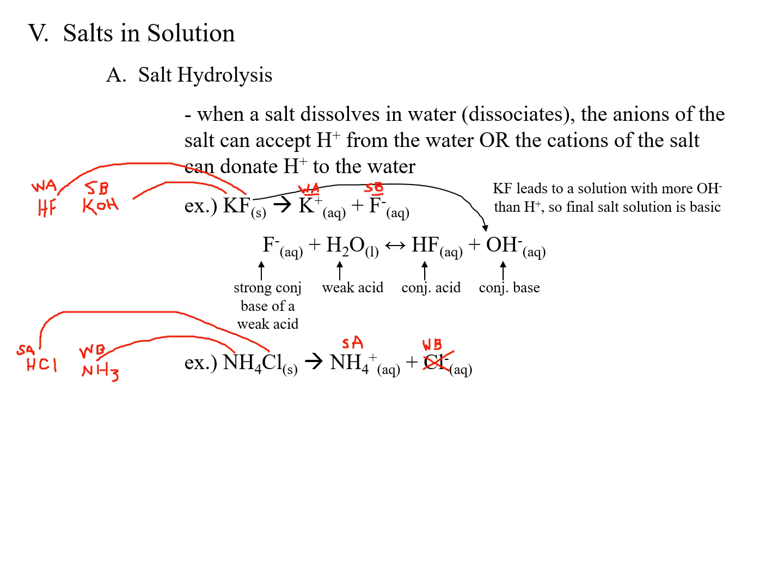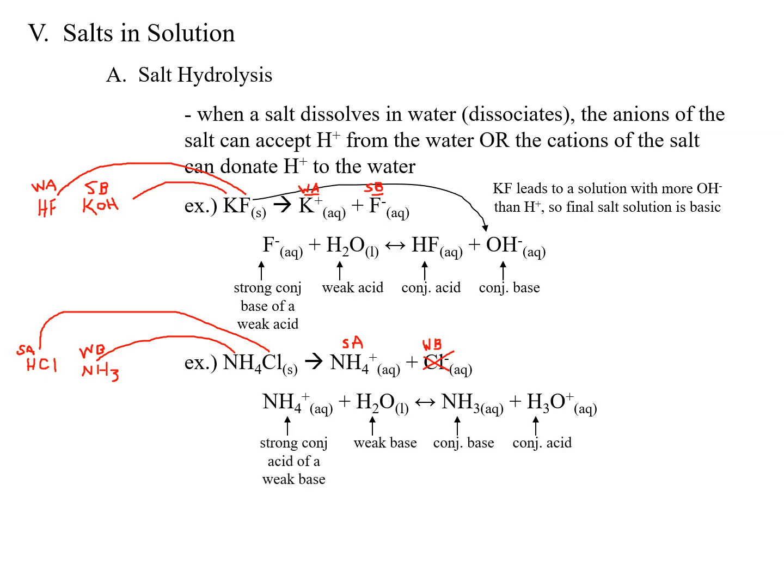If you put it in water, it's going to want to donate some of its H positives away. Therefore, you're going to cause the water to turn into H3O positive, right? And that means that the NH4Cl, when you dissolve it in water, makes the water acidic. So it's an acidic salt.